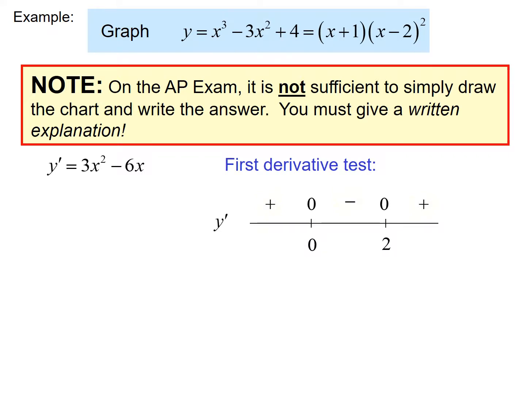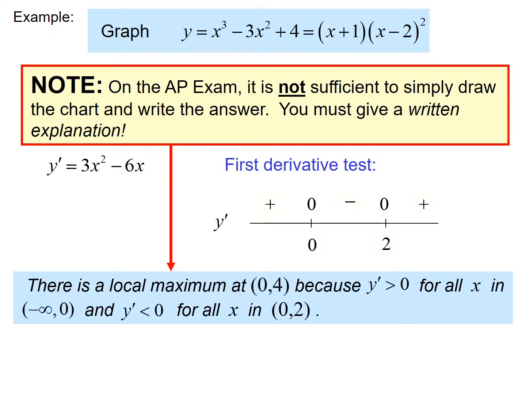And just a note, we use this chart to help organize our thoughts, but on the AP test, when you're asked to justify why you have a max or a min, simply showing the chart isn't enough information. You have to put that into words. And it would look something like this.